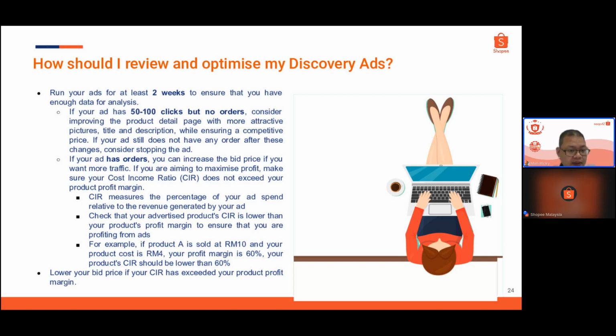Then the next one mentions the cost income ratio. This one has an example. Normally the lower the better. The example is product A sold at RM10, and your product cost is RM4, and then the profit margin is 60%. So you need to make sure the CIR is lower than 60%. That's all. That can serve as a reference, because sometimes when we check the business insight, the result is quite different, so we can use it as a reference first.